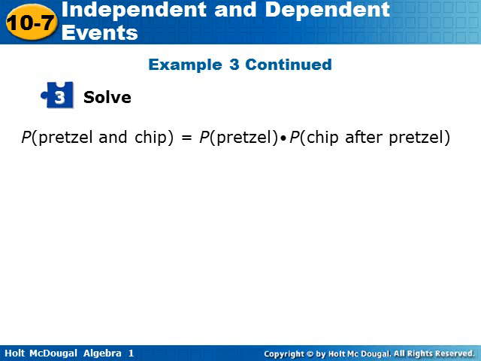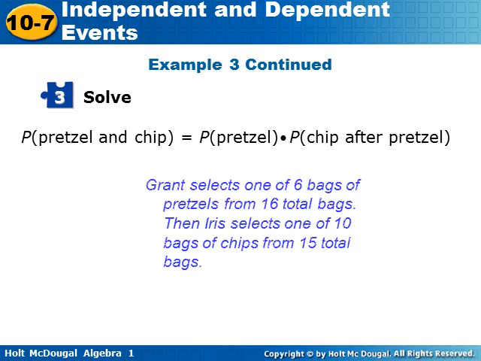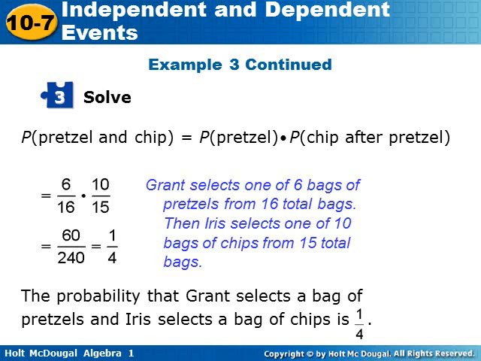To solve, the probability of pretzels and chips would be the probability of pretzels times the probability of chips after Grant chose the pretzel. Grant selects one of the 6 bags of pretzels from 16 total bags. Then Iris selects one of the 10 bags of chips from 15 total bags. So 6/16 times 10/15 gives us 60/240, or 1/4. The probability that Grant selects a bag of pretzels and Iris selects a bag of chips is 1/4.